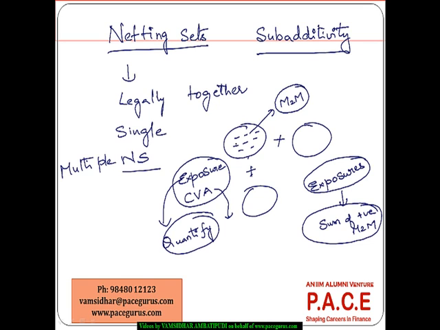So it is very much clear here that I can't analyze one single individual transaction on its own, but I have to look at it with respect to the entire netting set. So that brings a little bit of additional layer of complexity into the entire process.